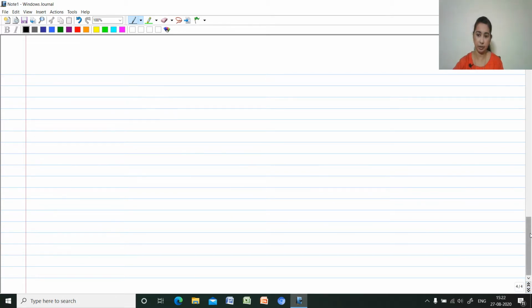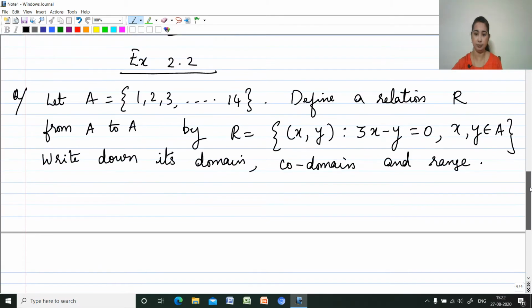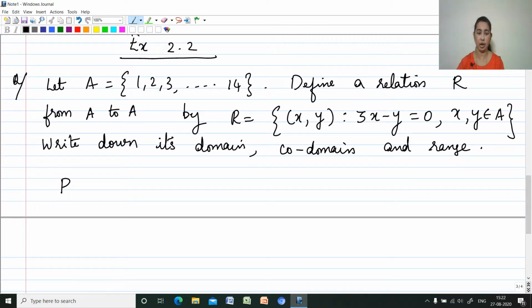For that, we'll write it in the roster form. It is given in set builder form. So R is equal to set of ordered pairs. Here 3x minus y is equal to 0. That means y is equal to 3x. If I give the values for x, I can get the corresponding values of y. Here both the sets are the same set. It is from set A to set A. Both consist of 1 to 14 itself. So first set also consists of 1 to 14, second set also consists of 1 to 14.